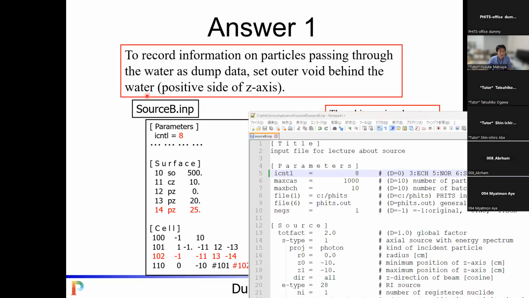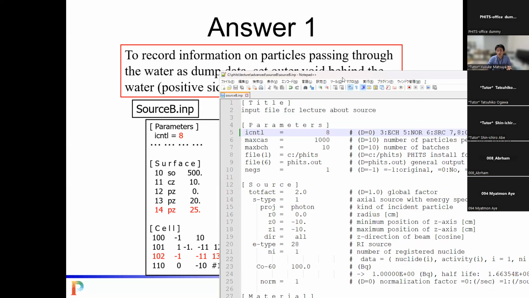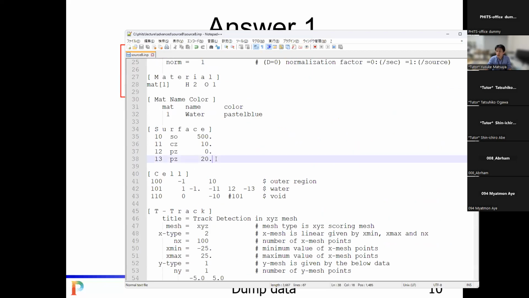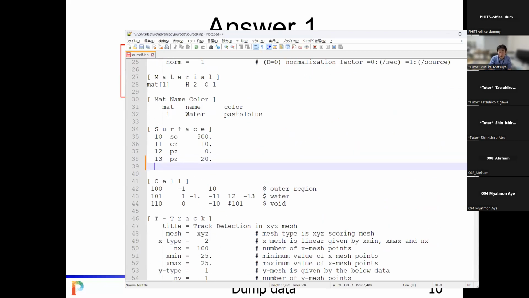And the second one, in the surface section, we have to add the surface at z equal 25 centimeter as number 14, like this. So the second step is adding the surface ID number 14, and in this case the surface is PZ, and the value is 25 centimeter.